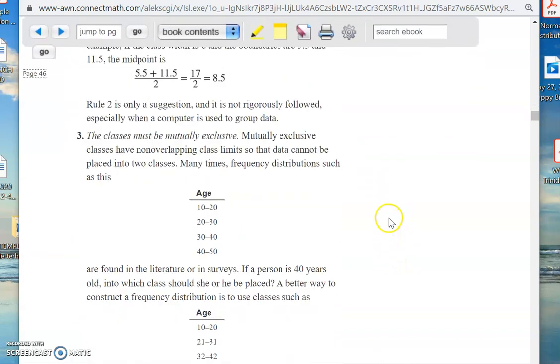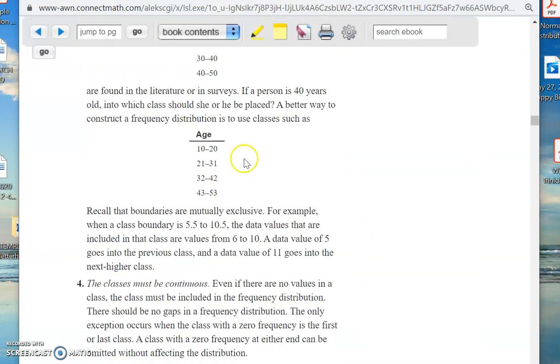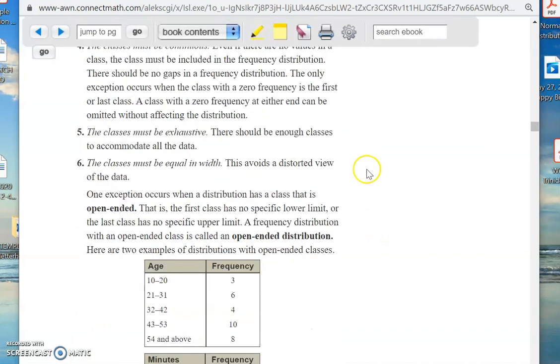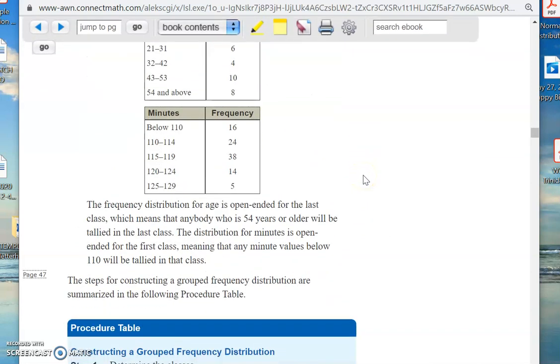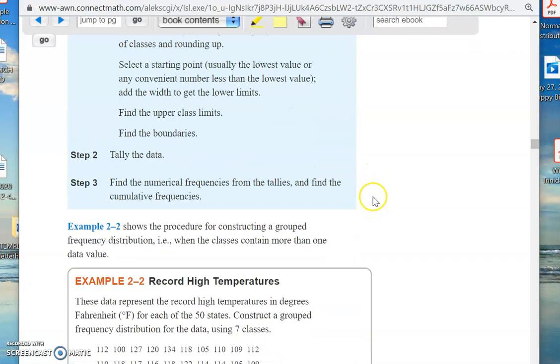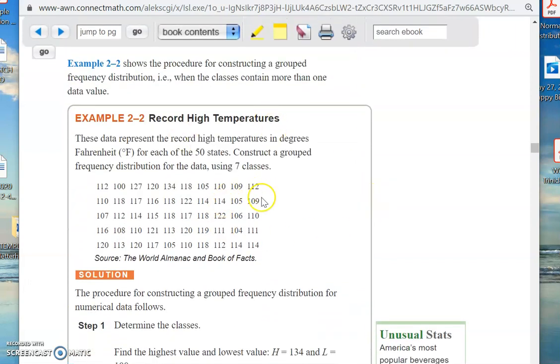I hope it's straightforward. The key is to read this and try to get the best understanding you can, but then you go to the example, because the example makes everything very clear. You might have to bounce back and forth between the example and the explanation. So let's take a look at the example here.